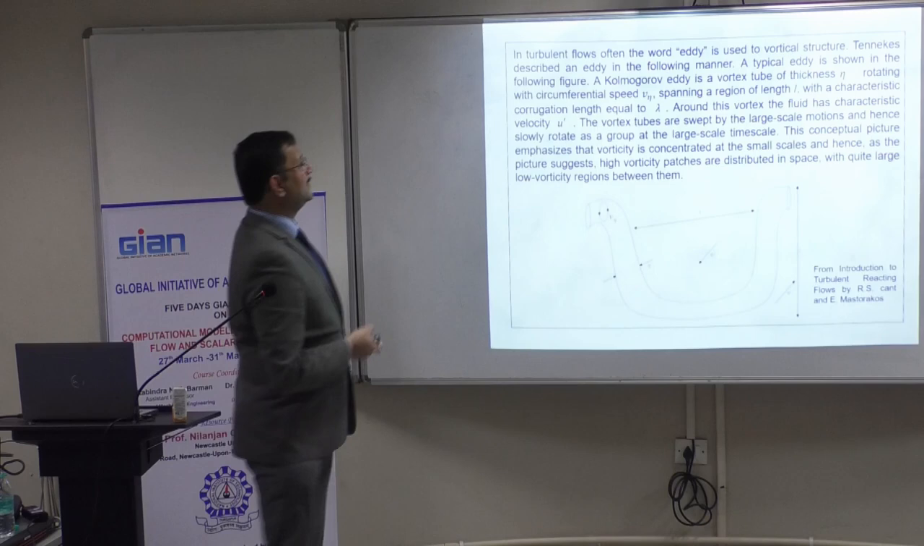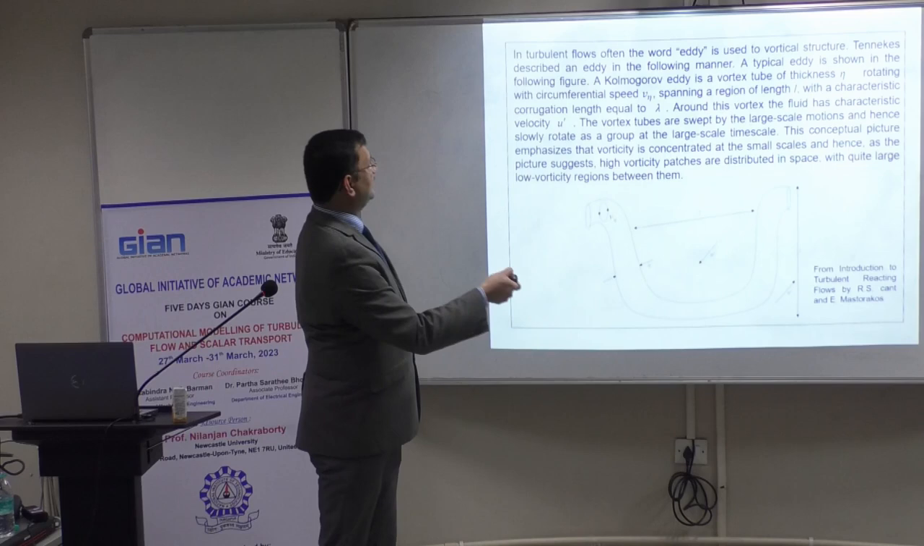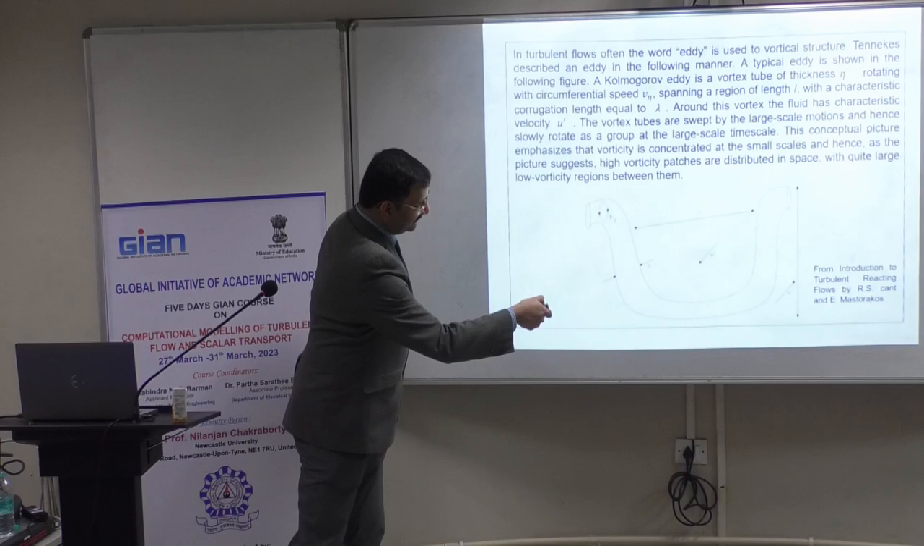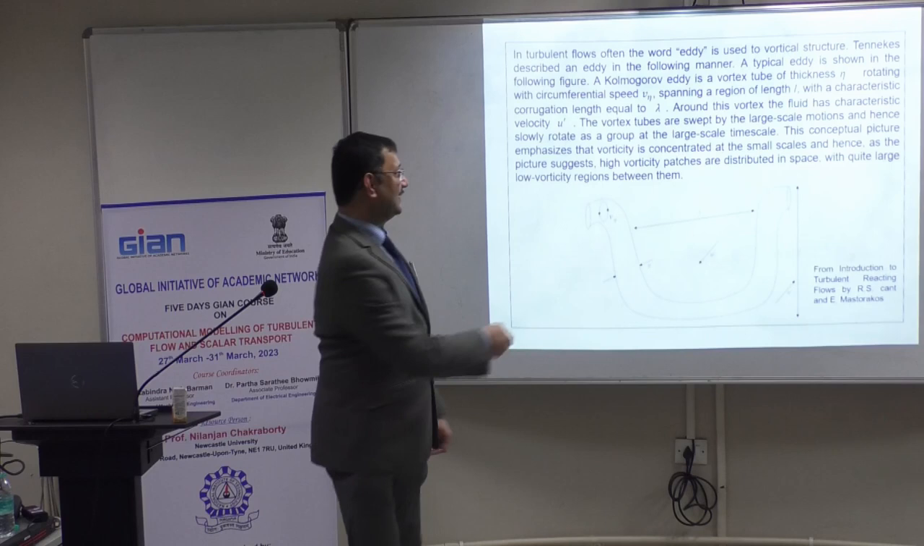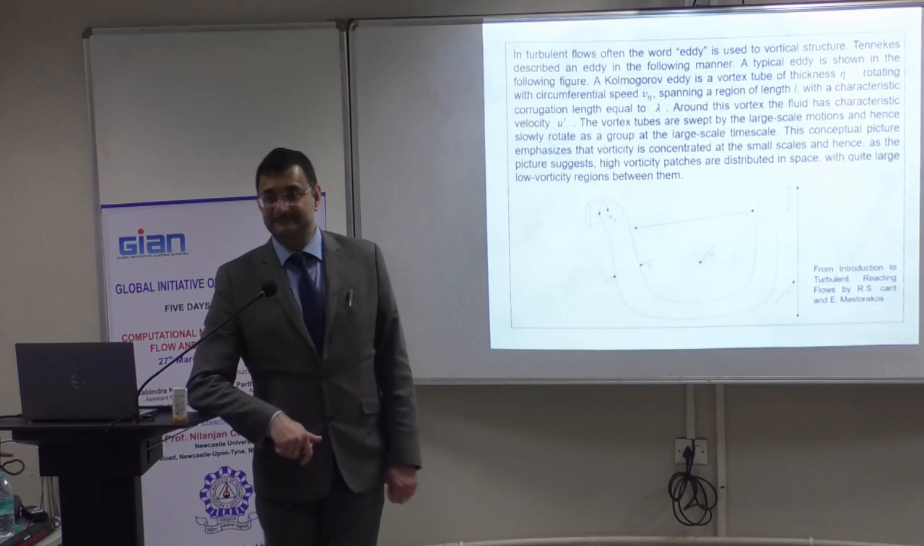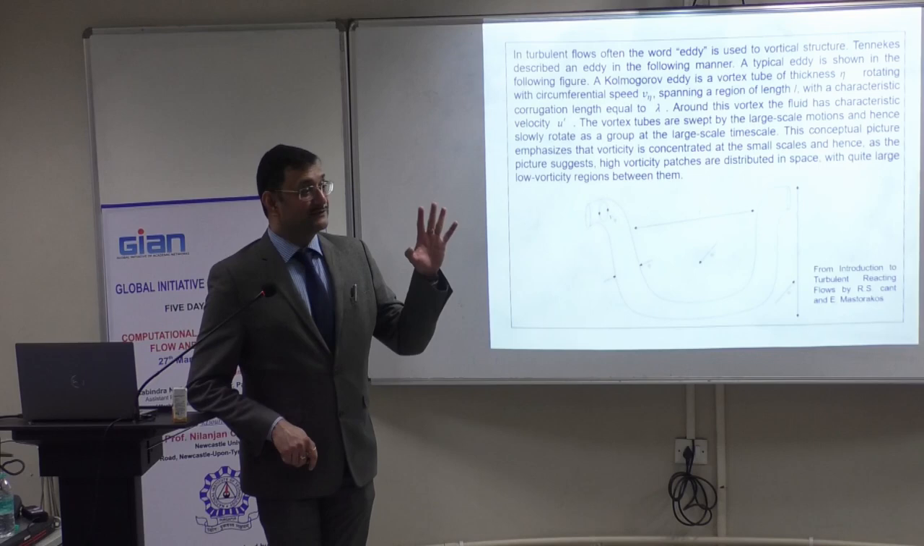Now, spanning a region of length L with a characteristic corrugation length. So this loop, in some ways, if you think in terms of the wavelength, the lambda is related to the wavelength of the corrugation. And this length scale is typically the integral length scale. This is not 100% true, but more or less that's how the structure looks.